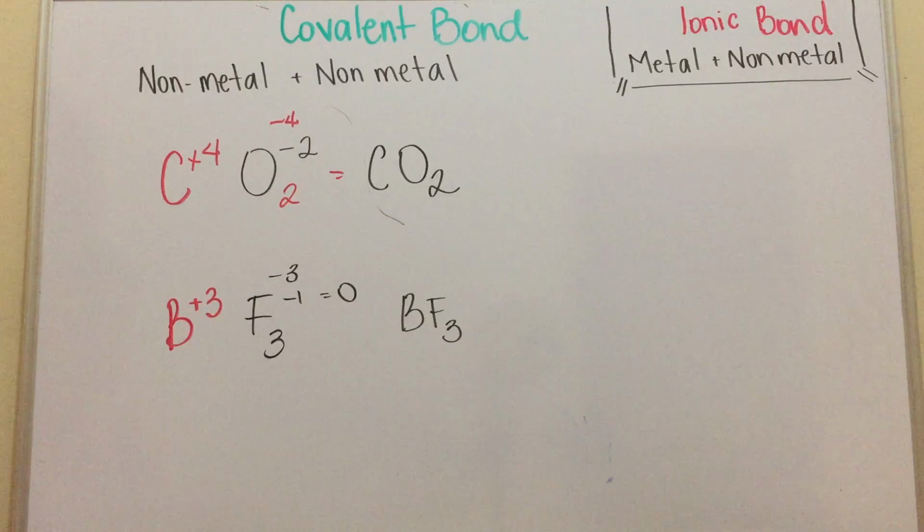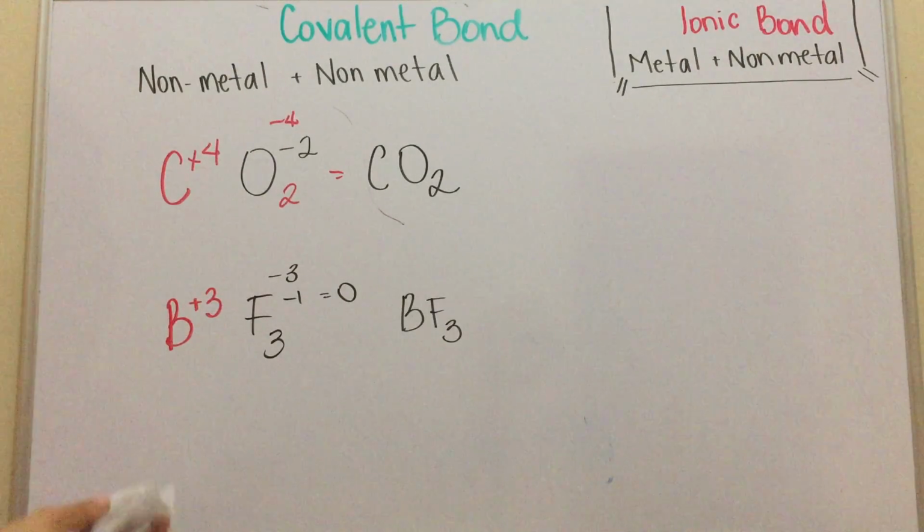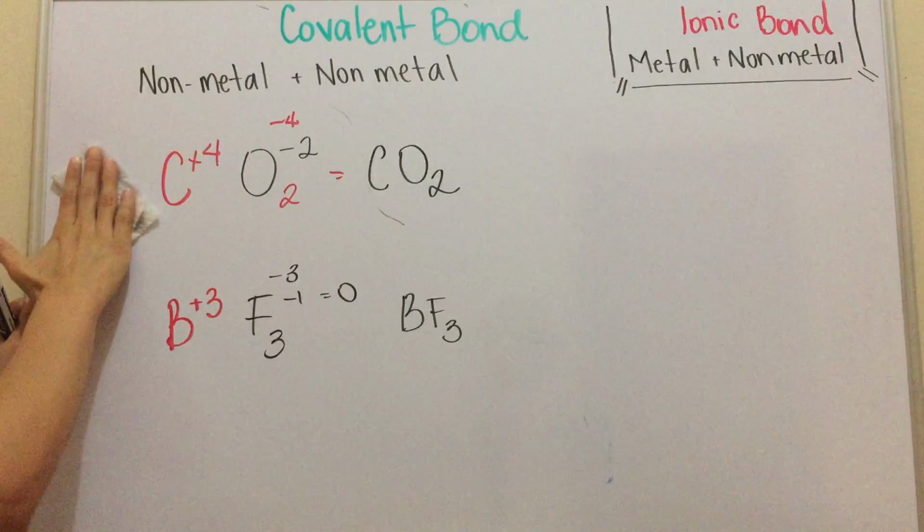Again, the whole idea of this is that you learn how to differentiate the different types of bonds. Okay? And we're just going to stick with ionic and covalent in 9th grade. We're not going to see any other bond.